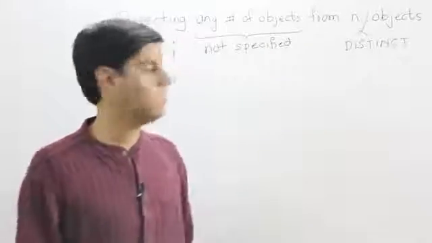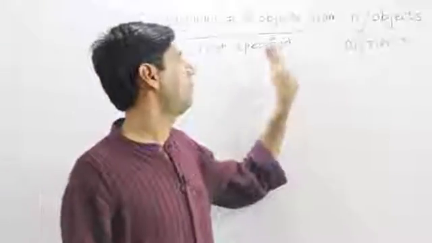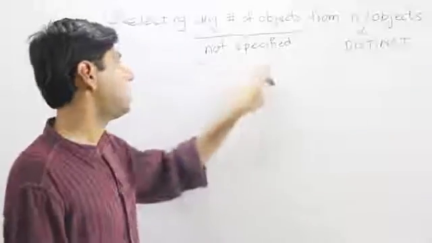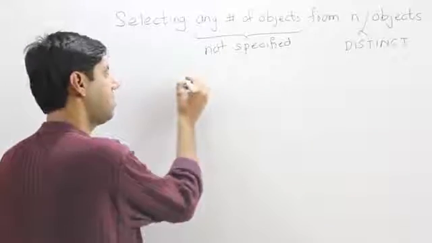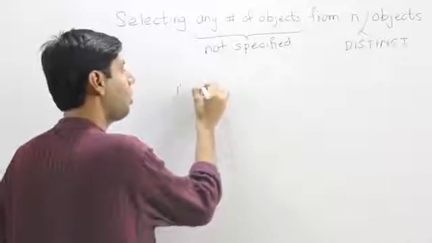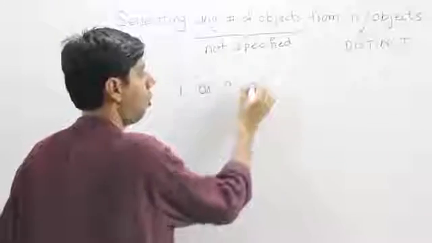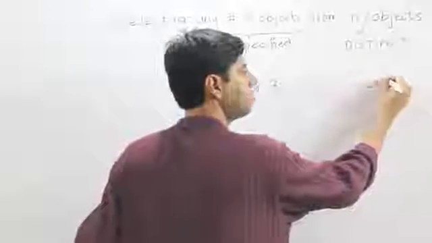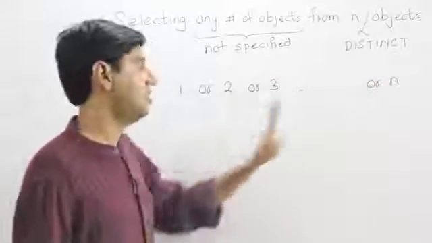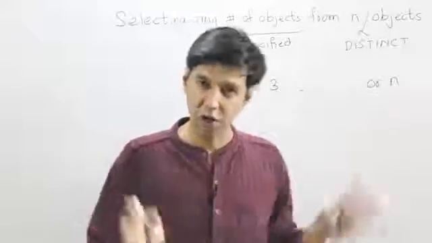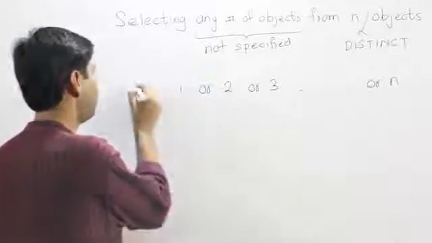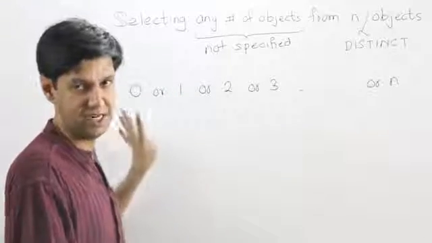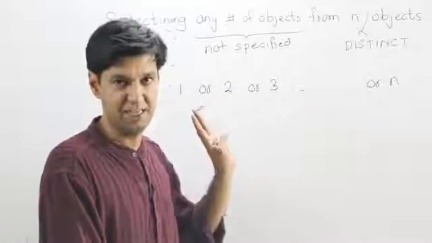So let's handle this first. In how many ways can I select any number of objects from n distinct objects? Since it's not specified, I could select one object, or I could even select two objects, or I could select three objects, and so on, right till I could select all n objects. And just as a case exists of selecting all the given objects, there is one more case of selecting none of the objects. So 0 also you would have to include in this case when nothing is specified.